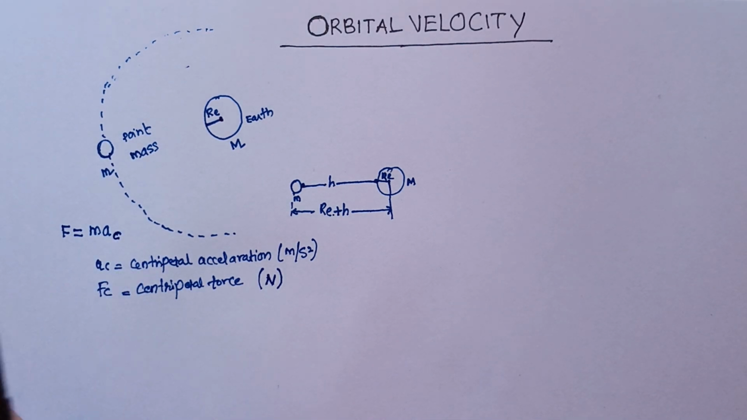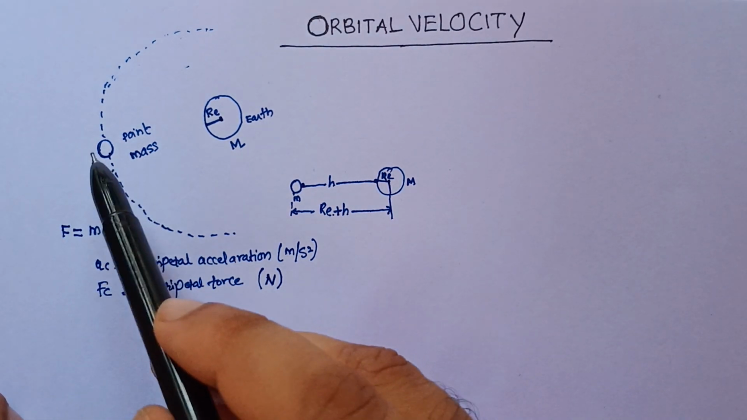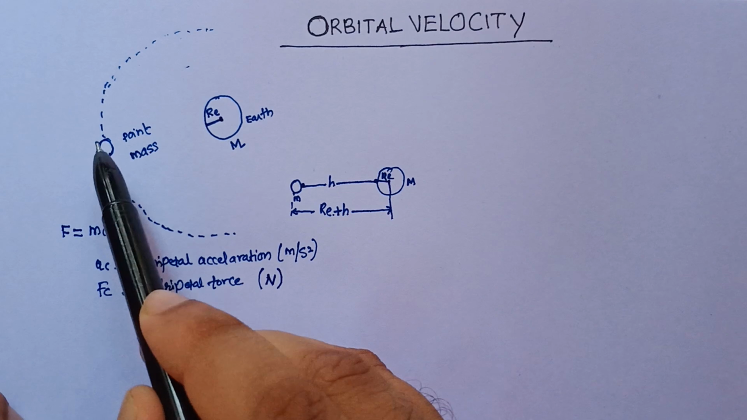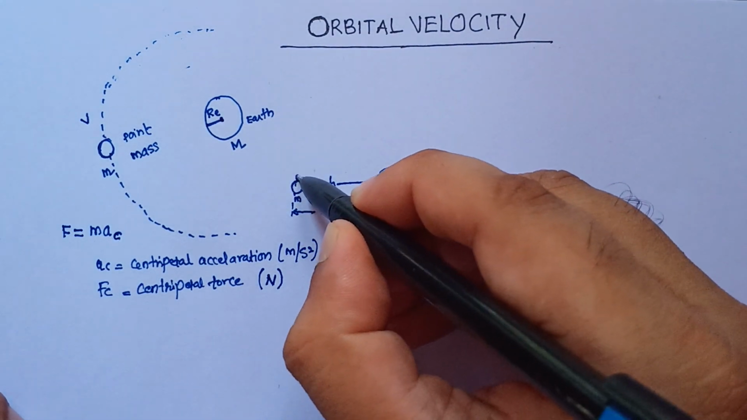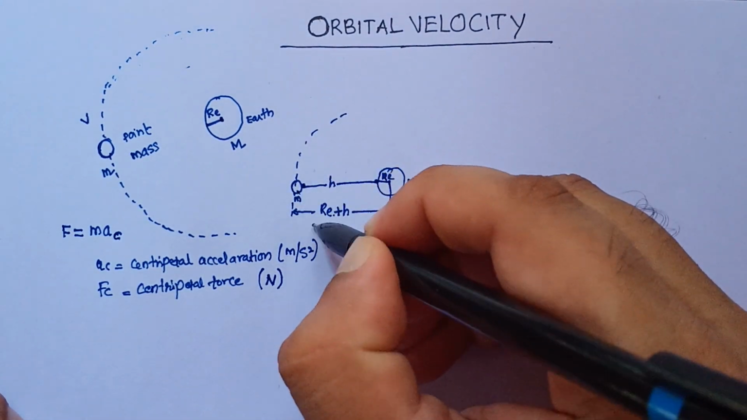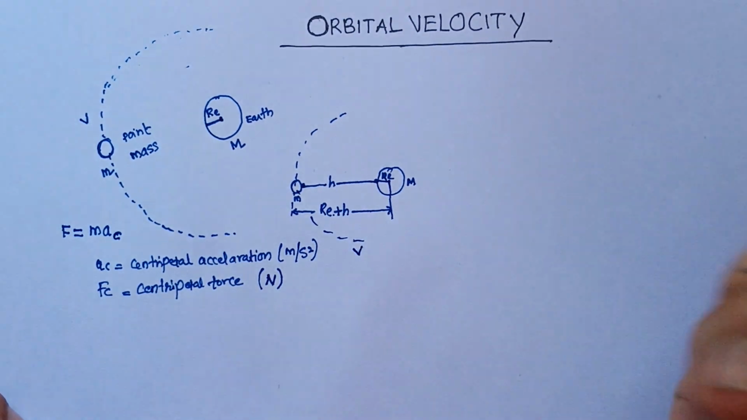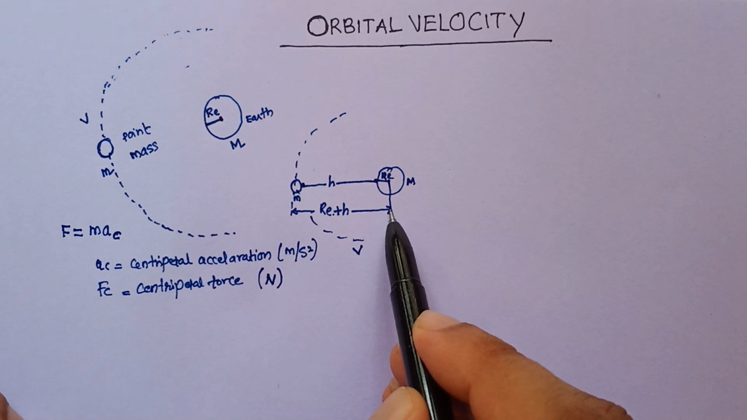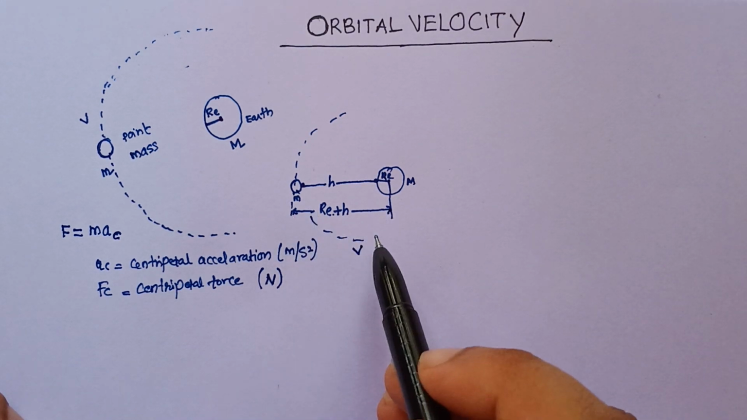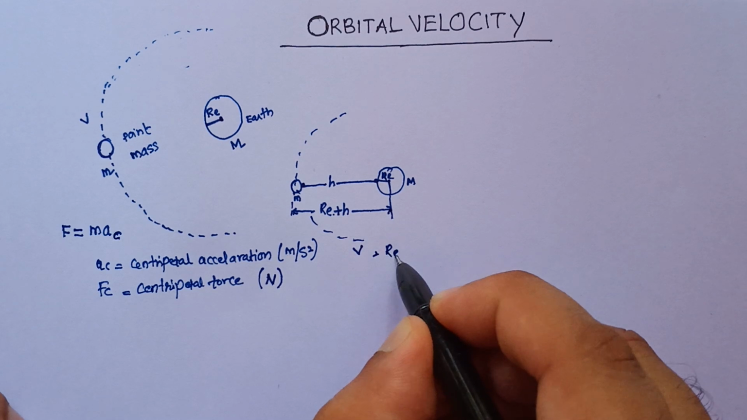Okay, so we don't go with the complex terms, but we'll try to understand: whenever a body is rotating, it always has a velocity of v. Now it is rotating with a velocity of v, and we can say that the total distance covered by this object of mass is Re plus h.